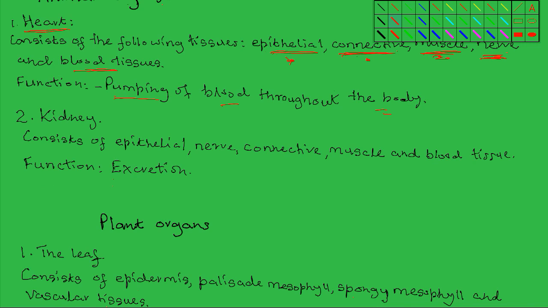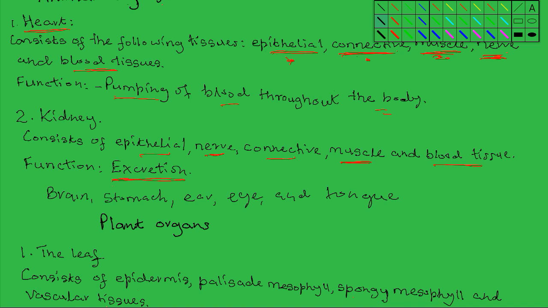Kidney also consists of the epithelial tissue, nerve tissues, connective tissues, muscle tissue, and blood tissue. All these tissues work together to enable the kidney carry out the function of excretion. Now, other organs that are found in animals include the brain, the stomach, the ear, the eye, and the tongue, just to mention a few examples of the organs that are found in an animal body.